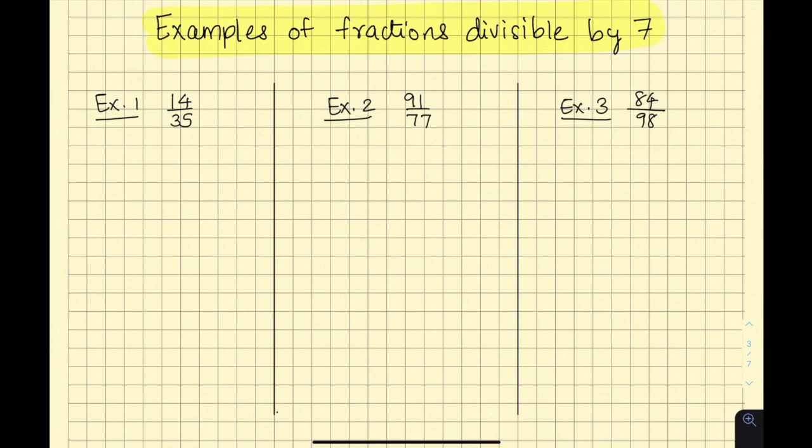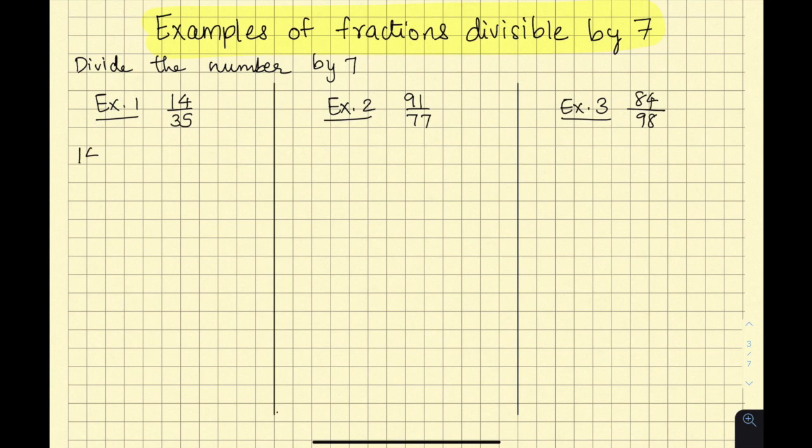So for checking the divisibility by 7, we need to just divide the number by 7. There is no other shortcut other than dividing the number by 7. Let us see the first example where we have 14 over 35.